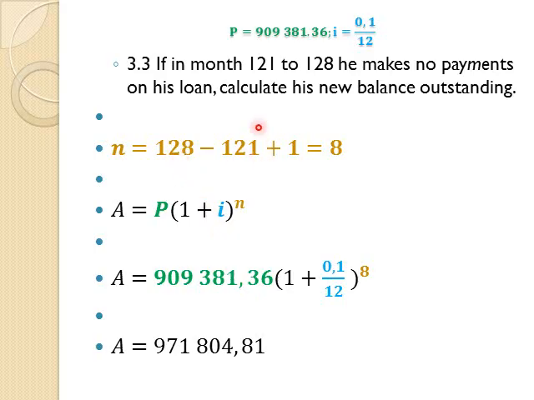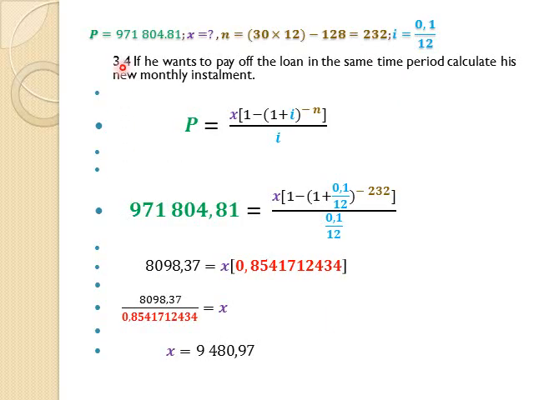Right, just to make sure you understand, if I start 121, 122, 123, going all the way to 128, you'll see you count 8 values and not 7. Right? Let's look at the last question. Now, if he wants to pay off the loan in the same time period, calculate his new monthly installment. So after month 128, he owes 971,804.81. I want X, and now N would be 30 times 12 minus, remember, up to 128 months he hasn't paid, so I still have 232 payments left.